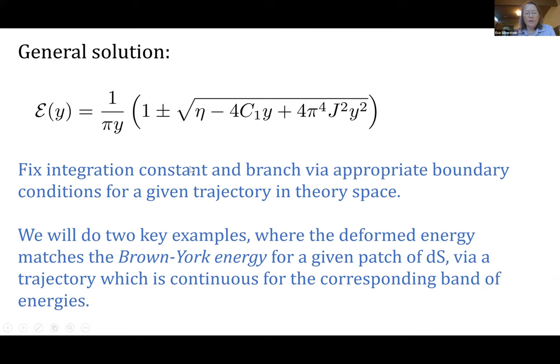This differential equation is very humane. There's an easy general solution to it with a branch choice here. This lambda 2 parameter eta sitting inside, that's the nonlinear effect of it that I stressed earlier. And some integration constant here, which we use to fix the energy spectrum to be what it is at the start of the trajectory, and then also at the point where we go off in the lambda 2 direction.